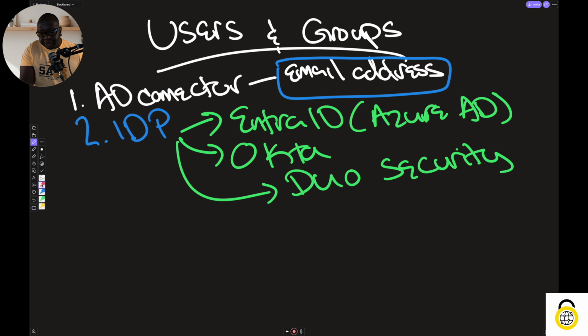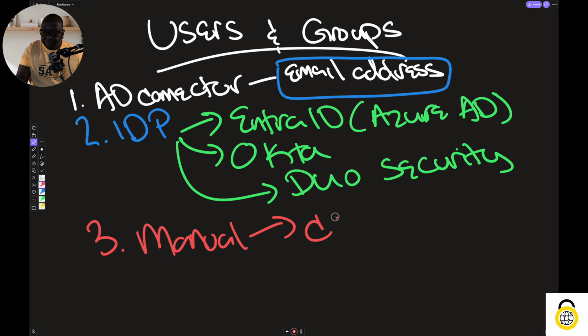And last but not least, number three is manual. So what this is going to be is a CSV file that you would upload into Secure Access. Now, obviously, out of all of these, number three is probably the worst, right? It's a manual process. Every time you add a new account, you need to use a CSV file to add that account into Secure Access. Your best bet is probably going to be an AD connector or an IDP, one of the three IDPs here.